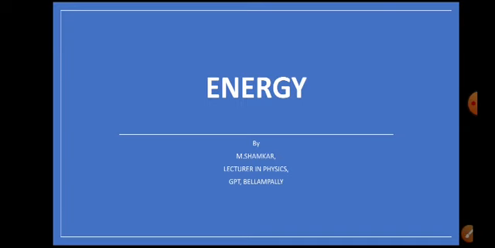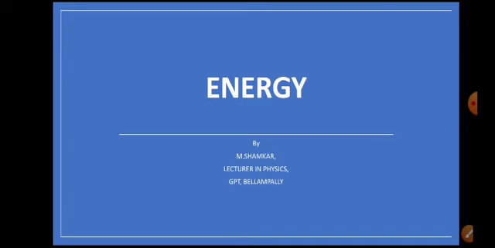Today we will discuss energy conservation and different sources of energy. In last class, we studied about energy: the definition, different types of mechanical energy, and derivations for the potential energy and kinetic energy.